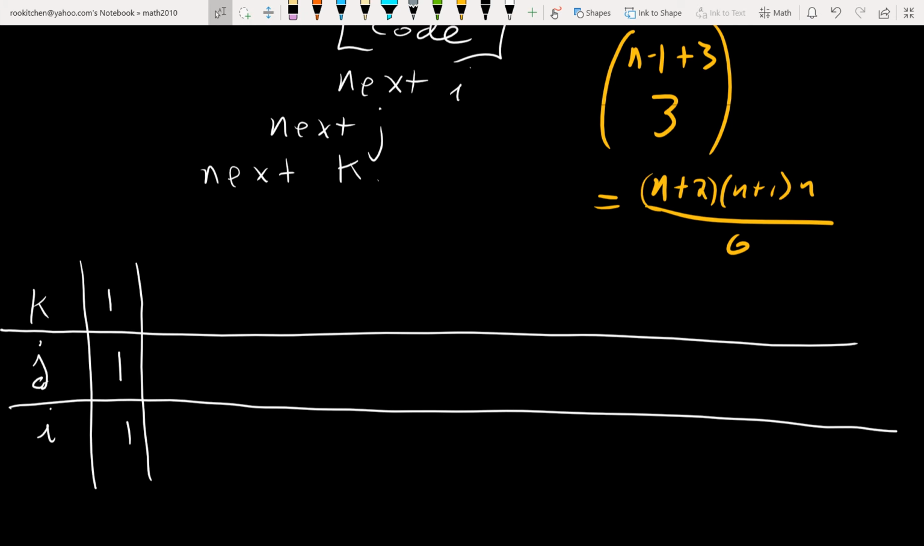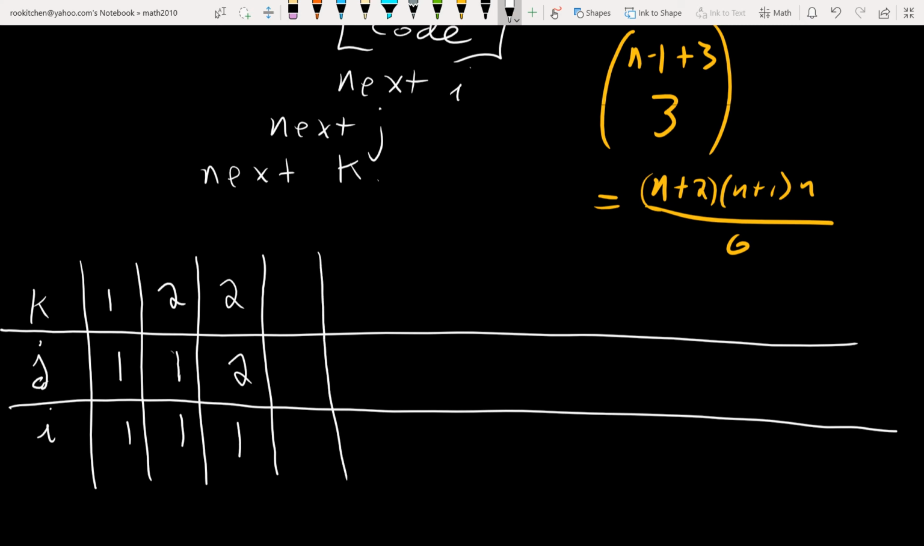Next I, there is no next I. Next J, there is no next J. And then you go next K, right? So next K is 2. So now J is going from 1 to 2. So it starts at 1. And then when J is 1, I is going from 1 to 1. So it goes to 1. And then next I, there is no next I. So it goes next J, and the next J is 2. So now I is going from 1 to 2, starts at 1. And then it goes to 2, right?